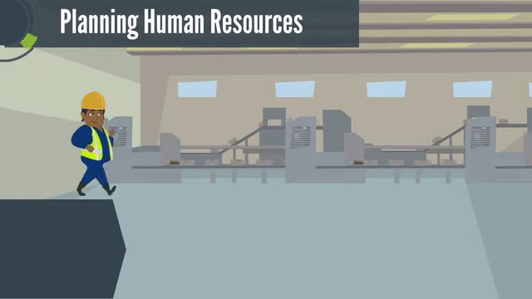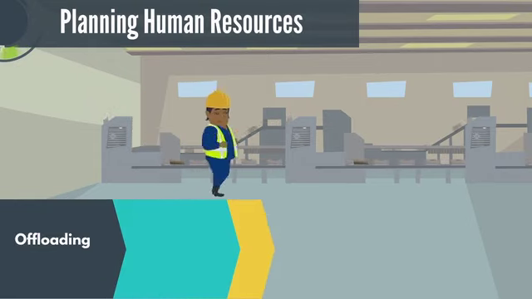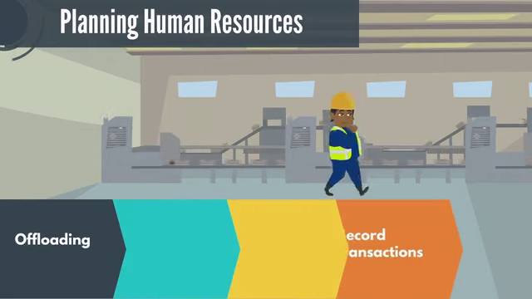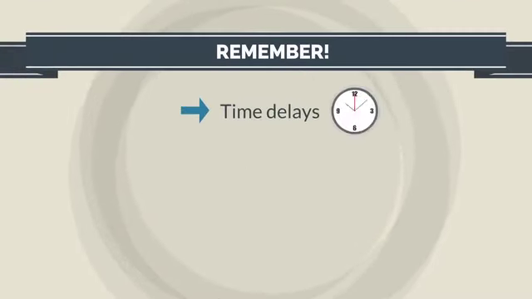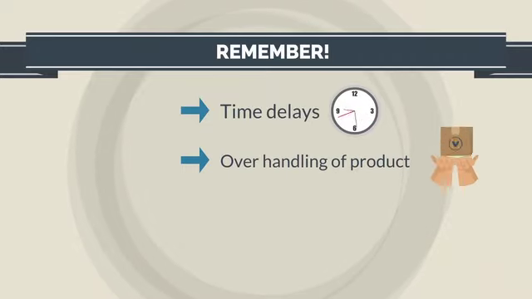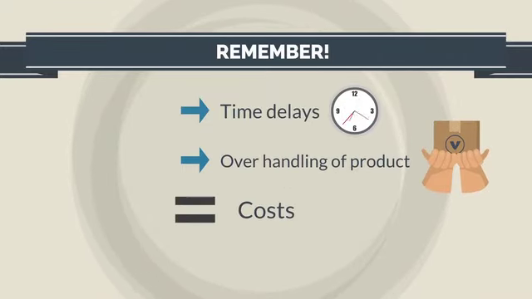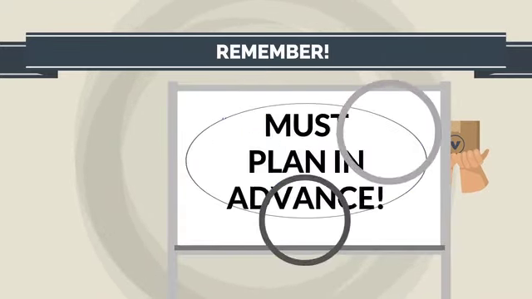Planning for human resources needs to cover all processes from offloading to recording of transactions on the system and everything in between. Always remember, time delays and overhandling of products can cost money, and in order to make this process smooth, we need to plan in advance.